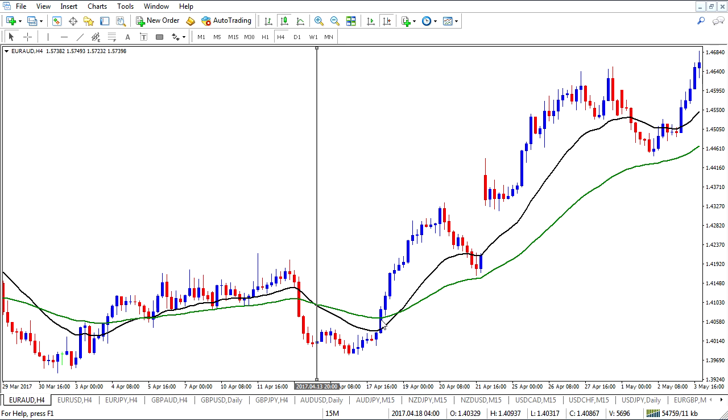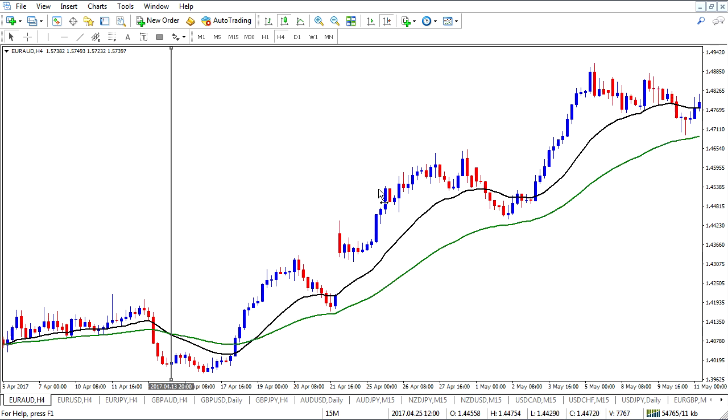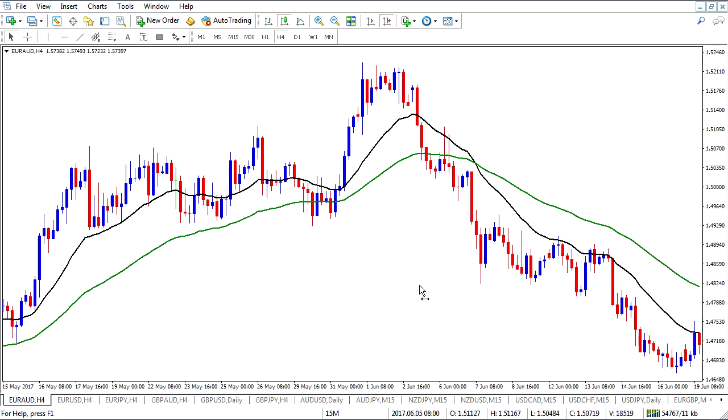Now, no short trade is triggered. And what happens is the market moves, crosses over in the other direction. So I'd be looking for the pullback into the moving averages at that point. Let's take a look at another one.